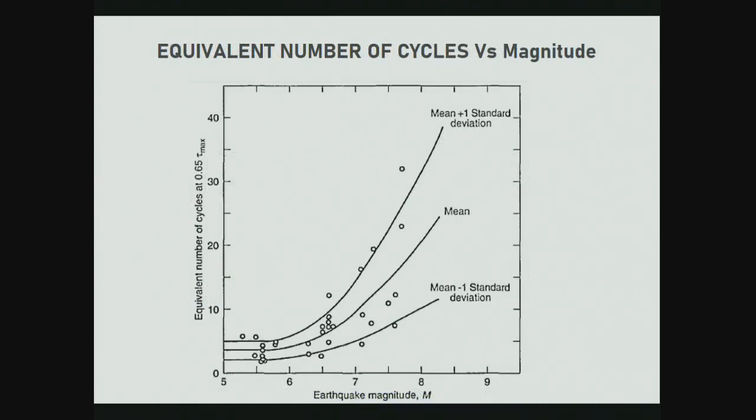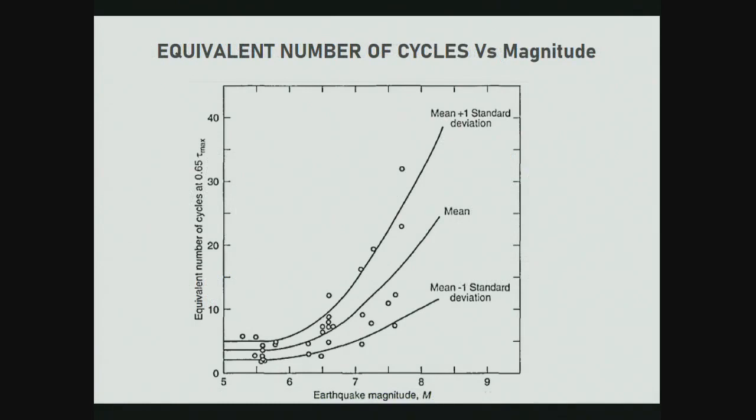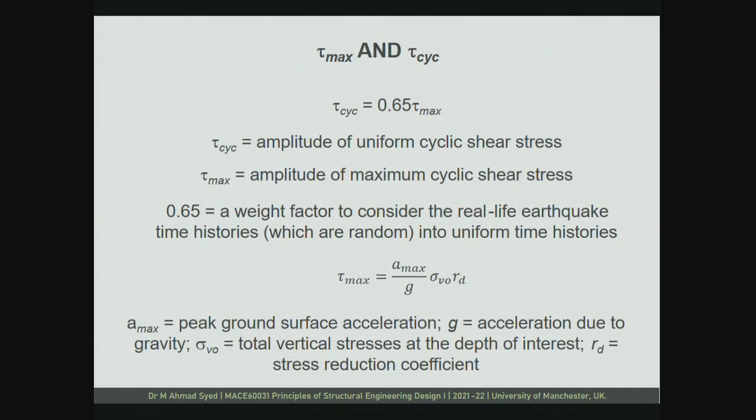Obviously this will be dependent upon the magnitude of the earthquake. We already have a plot. As your earthquake magnitude increases, your 0.65 tau max requirement will also increase. So you have these three graphs, and usually people go for the mean value. Whatever the magnitude of the earthquake is, you calculate the equivalent number of cycles that are required to cause 65% tau max. This is how we will be calculating the equivalent number of cycles. Now tau max is the maximum shear stress, and tau cyclic is the equivalent cyclic stress. So tau cyclic is 65% of tau max. This is also coming from experiments.